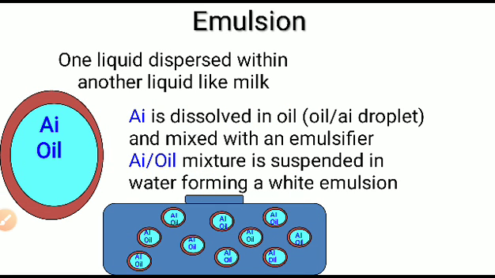The active ingredient is dissolved in an oil-based solvent. The emulsifying agent formulated into the product helps to prevent the emulsion from separating. Here the AI, that is the active ingredient, which is in oil, mixed with its mixture, is suspended in water, forming the white emulsion. This is what the droplets of our compounds look like.